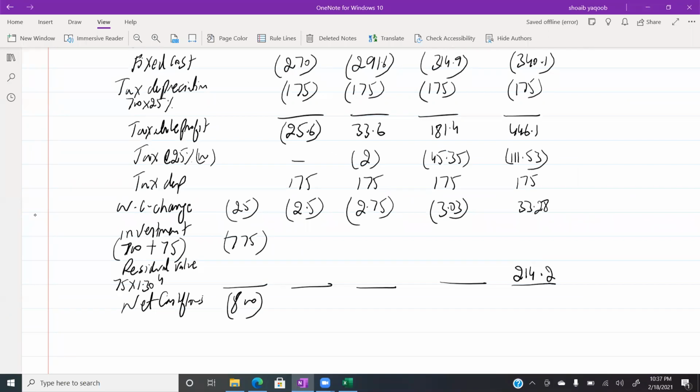$175 minus 2.5 minus 25.6, 146.9. 33.6 plus 175 minus 2 minus 2.75, 203.85. 308.02. And last one, 757.06.